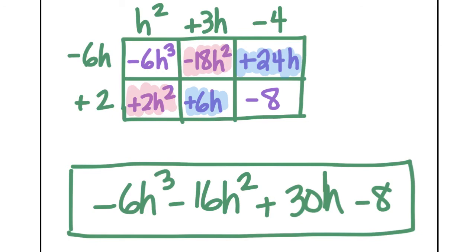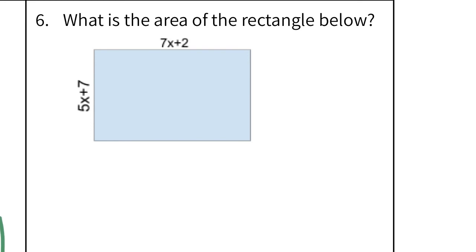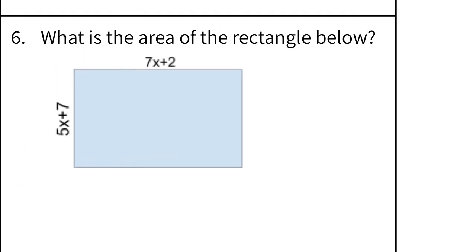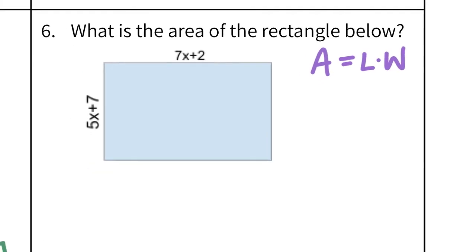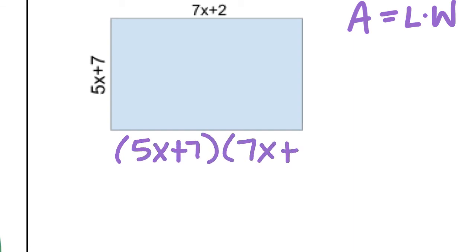Okay, let's look at our next one. It says, what is the area of the rectangle below? So we know that area of a rectangle is just length times width. So if you look, they have it labeled. This is the length, this is the width. So we're just going to multiply those two binomials. 5x plus 7 times 7x plus 2.